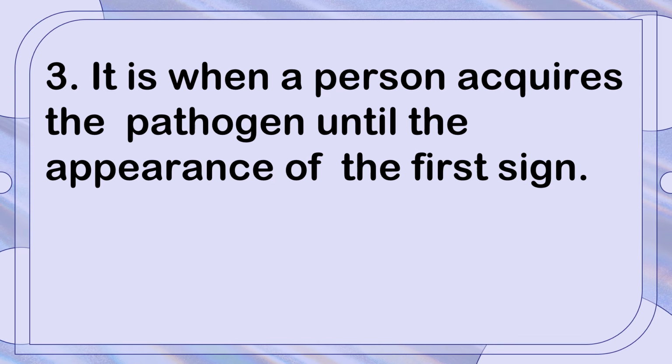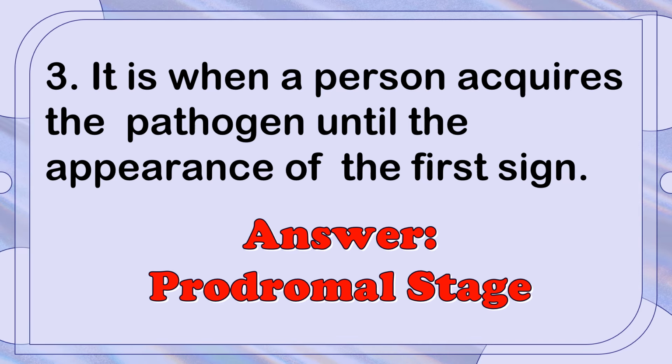Next, number 3. It is when a person acquires the pathogen until the appearance of the first sign. What do you call this stage of infection? If you answered prodromal stage, then you are correct. Very good.